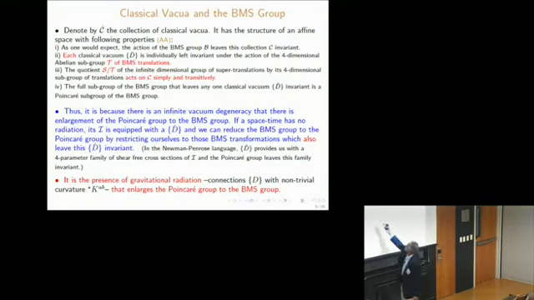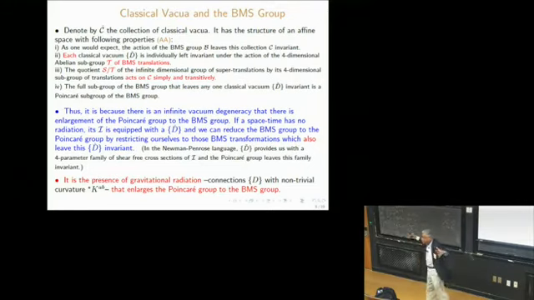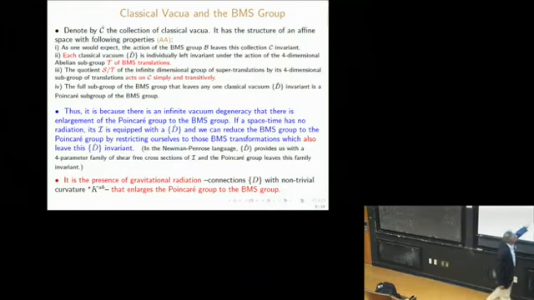I already said that translations leave it invariant, but the full subgroup of the BMS group that leaves any one classical vacuum invariant is a Poincare subgroup. And the reason why we got all this huge BMS group is because we have to put together these Poincare subgroups. All these Poincare subgroups have the same translation group, but they are different Lorentz groups. And that is what causes this enlargement. Because there is an infinite vacuum degeneracy, there is an enlargement of the Poincare group to the BMS group.